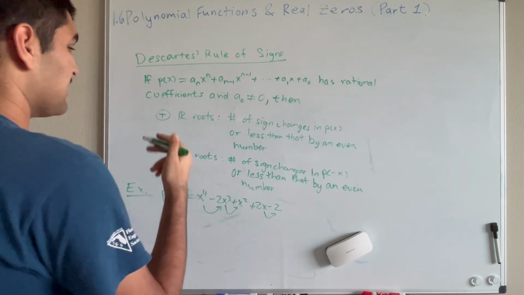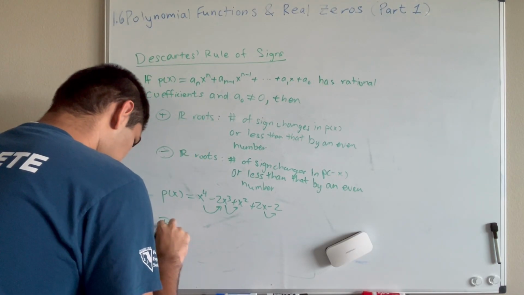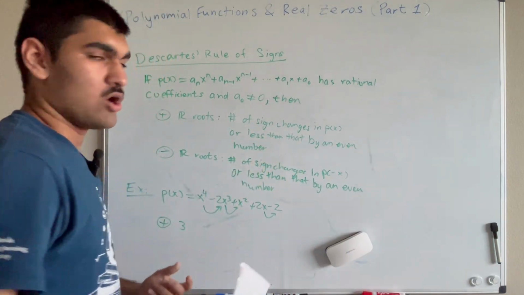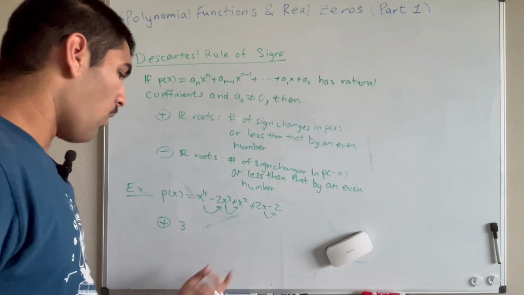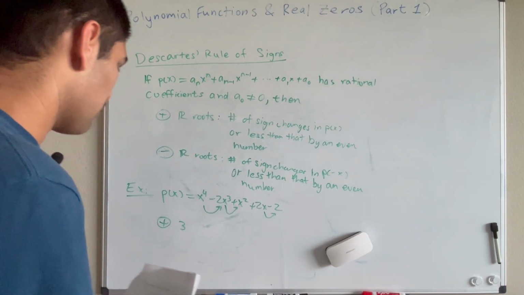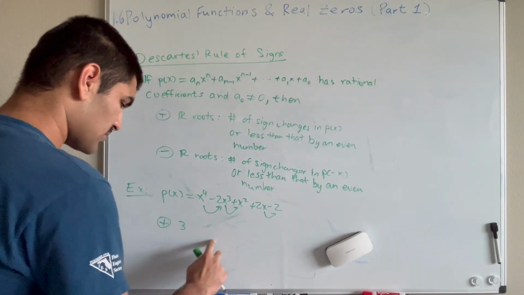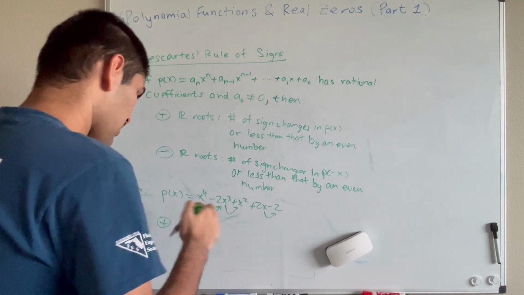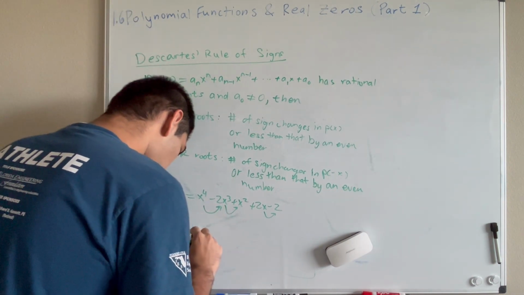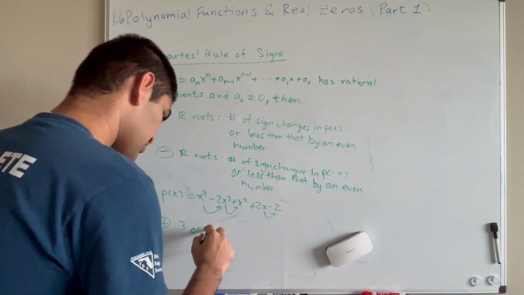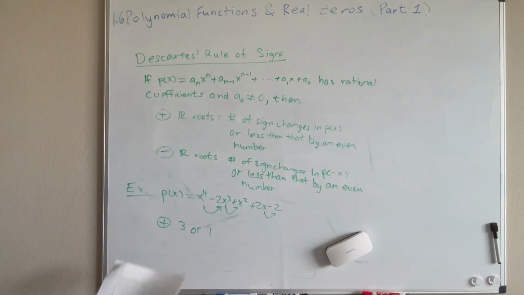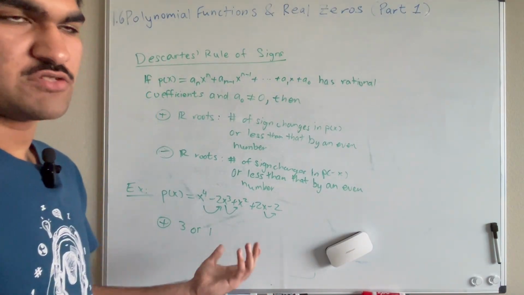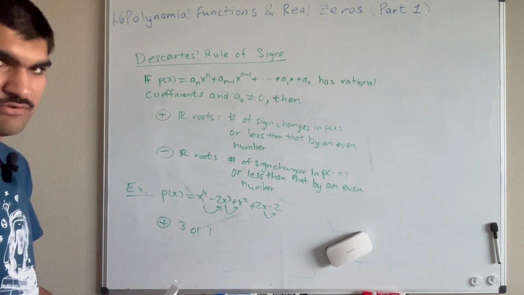And so that means that the number of positive real roots is 3, or less than that by an even number. What that means is it can be 3 or less than that by 2. So whatever you get, subtract 2 from that number until you get 1 or 0. So you can have 3 positive real zeros, or you can have 3 minus 2, which is 1. So 3 or 1 positive real zeros. And then if you subtract 2 again, you have negative 1. But negative 1 is not possible, right? That doesn't make any sense. You can't have negative 1 zeros.